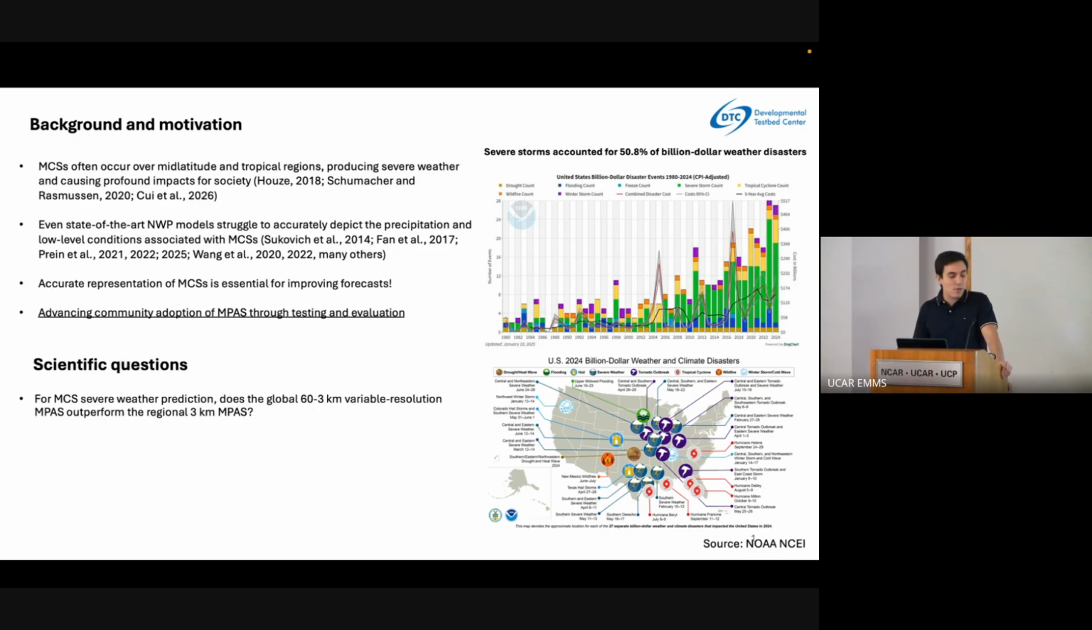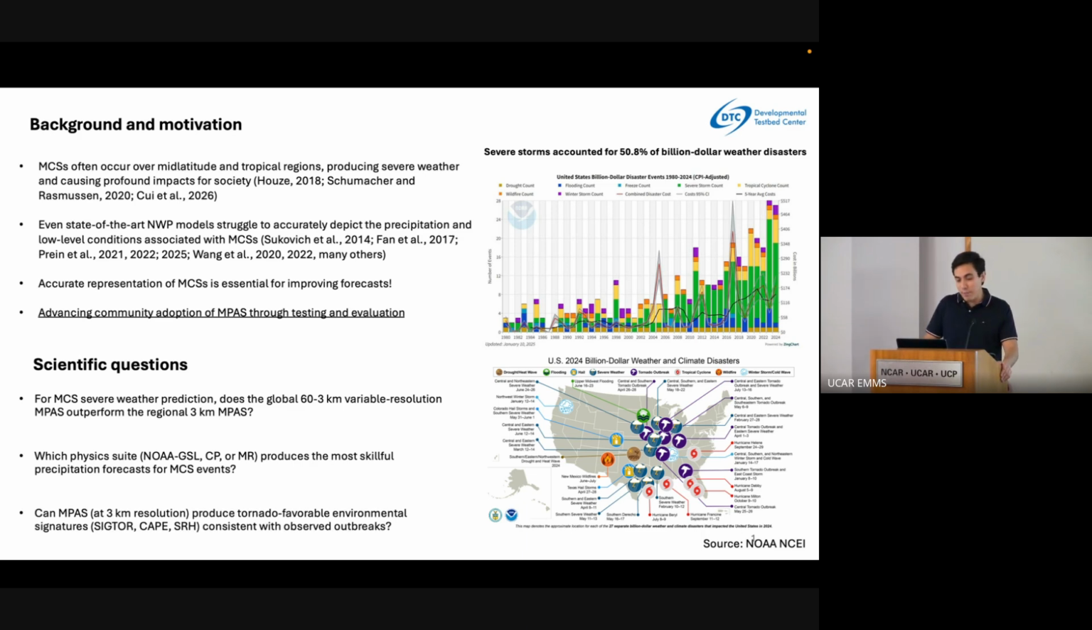Some scientific questions are: for MCS severe weather prediction, does the global 63 kilometer variable resolution MPAS outperform the regional 3 kilometer MPAS? Because this is the main feature of MPAS, the capability to produce variable resolution simulations. And so this comparison against the traditional limited area model approach is a good way to see if the model is doing better. Which physics suites produce the most skillful precipitation forecast for MCS events?